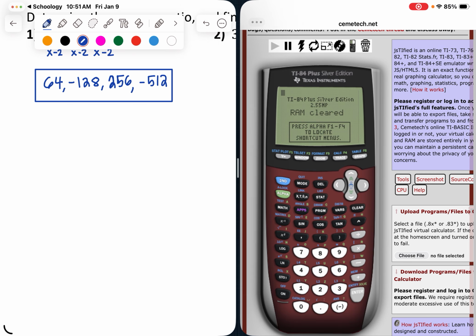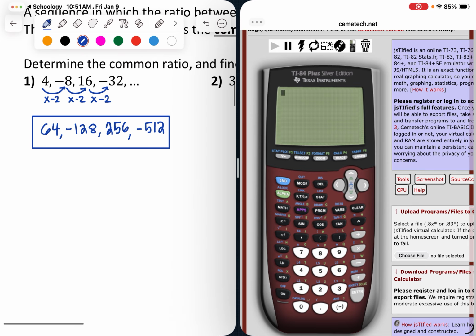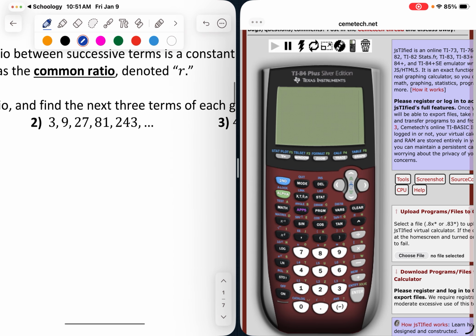Okay, so let's say I didn't know what -32 times -2 was, right? I could do -32 times -2. I get my 64, and then I definitely don't know what that times -2 is if I didn't know the other one, right? Enter. Okay, so notice I just hit times -2, and now I can just continue to hit enter, and it'll keep giving me the answers. Isn't that beautiful?